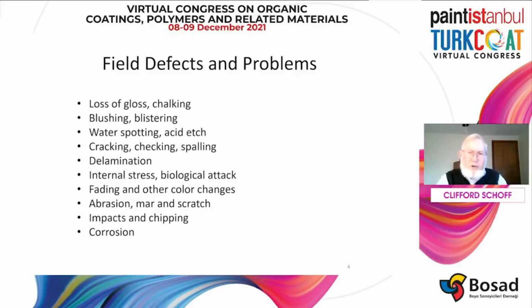Some problems with abrasion are because, for instance, automotive customers like to do things that cause damage, and they wonder why the paint doesn't hold up. Impacts and chipping, and then one that used to be a very big problem, especially in countries where they put salt on the roads, not so bad now, is corrosion.